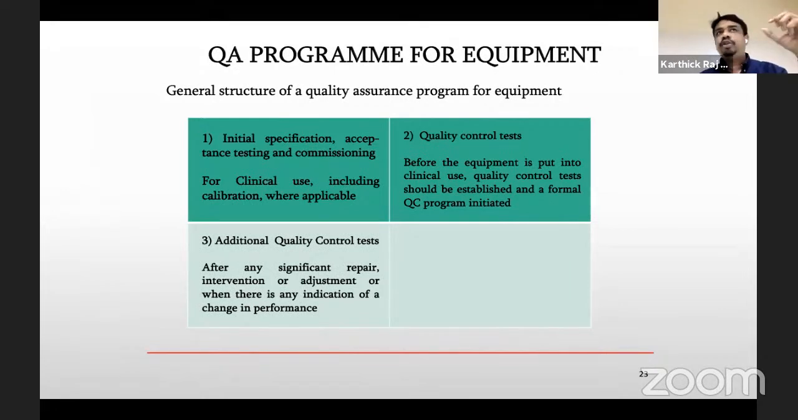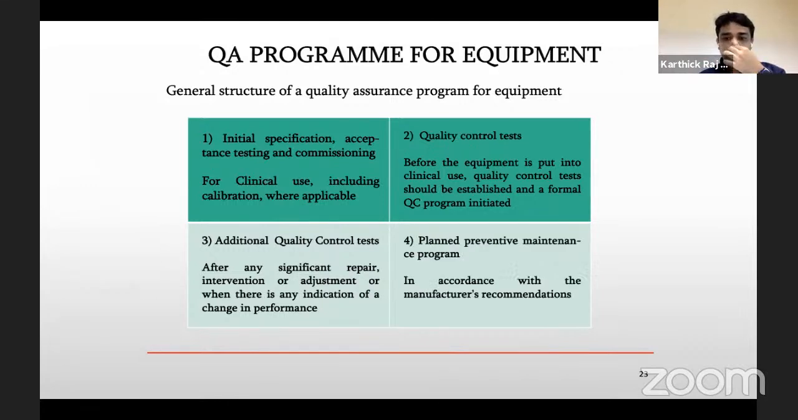If some major component has been replaced, for example an electron gun, which is going to change your entire beam profile, you need to do adequate tests before putting the machine back into the clinic. Whenever you change any major component, be sure you've done the proper tests before returning the treatment machine to clinical practice.